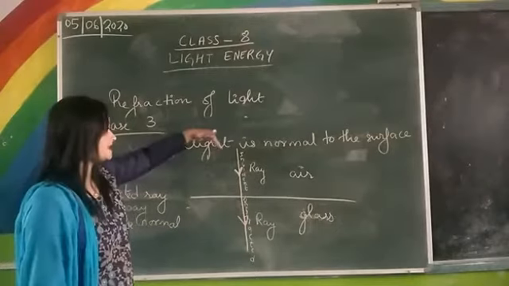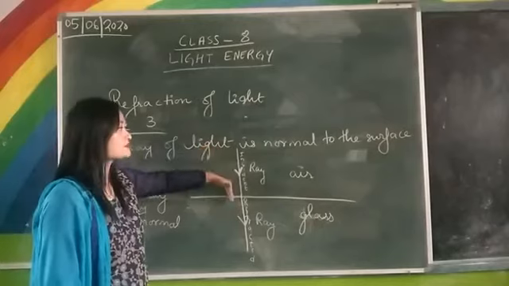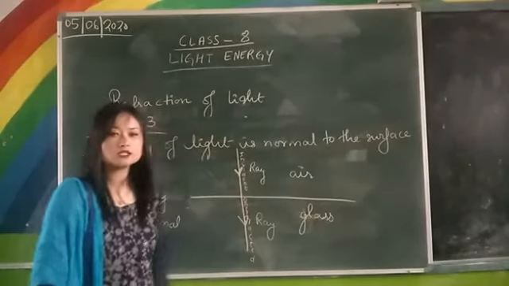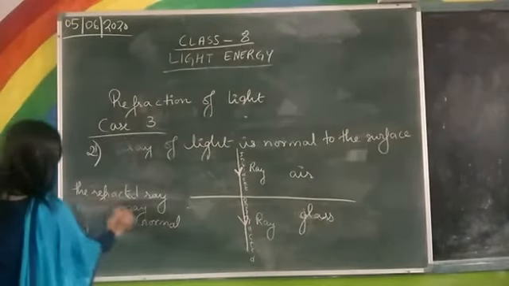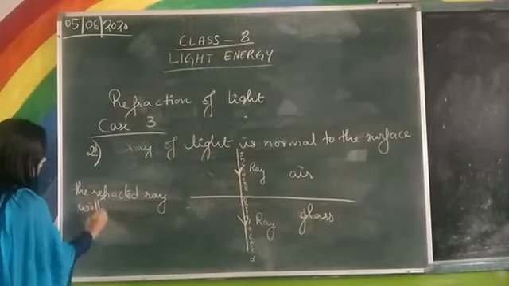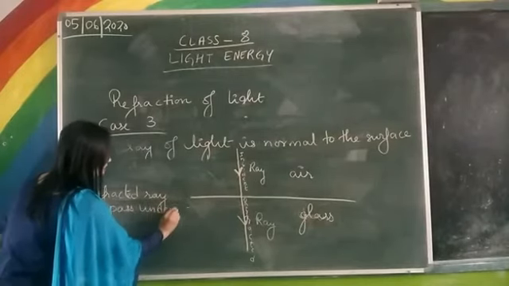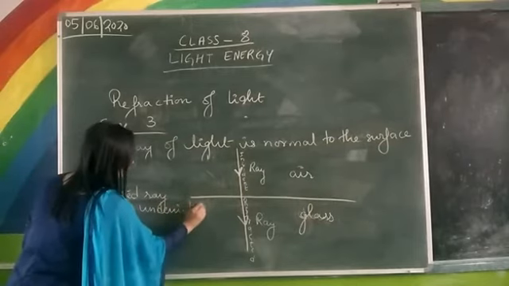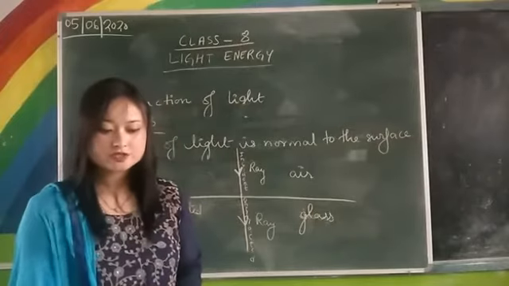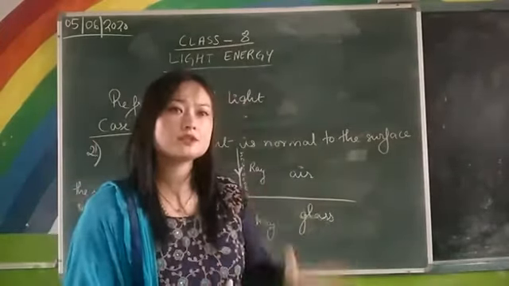So when an incident ray is normal to the surface, the refracted ray will pass undeviated. Okay, the refracted ray will pass undeviated. Undeviated means it will not move away. It will just pass the same way it has come. So that is your 3 cases. Okay, so we learned about the 3 cases.